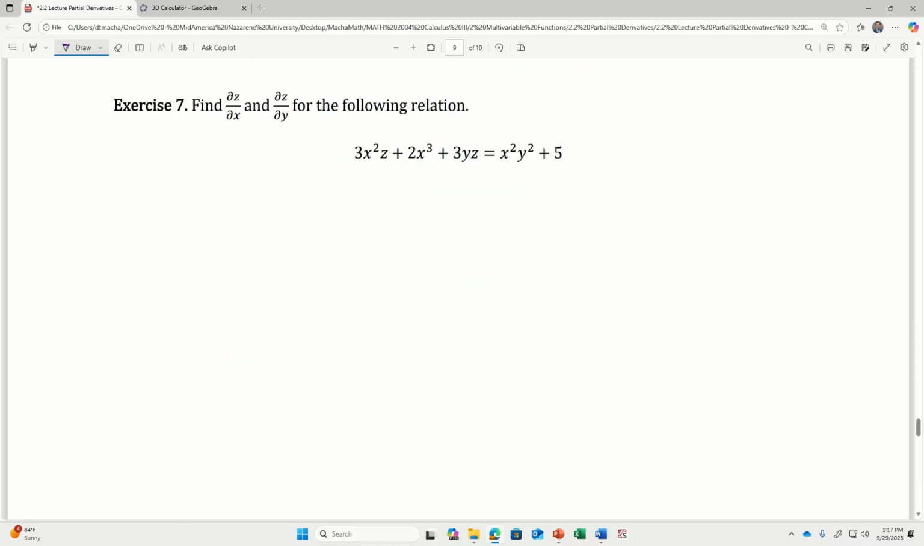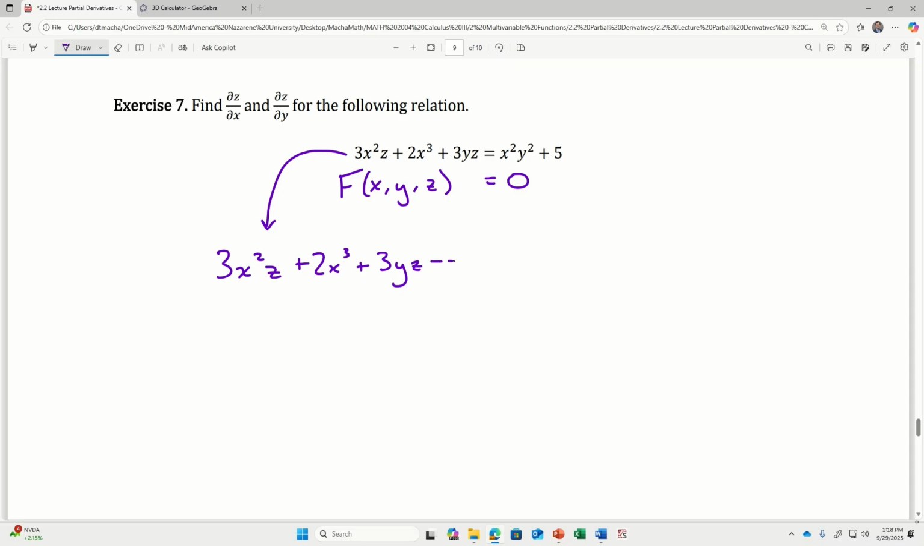So what am I looking at? I've got this big equation, and it's got x's, and it's got y's, and it's got z's. It's got a lot of stuff going on. In order to use my implicit differentiation formula, I need the left side of the equation to look like some function of x, y, and z. And I need the right side of the equation to be 0. So let's rearrange this equation here so that the right-hand side is 0.